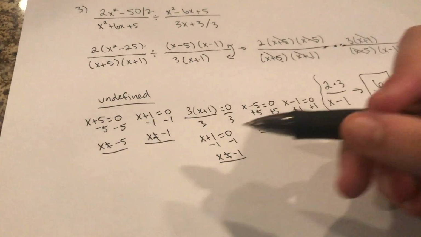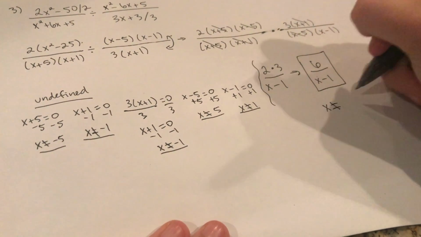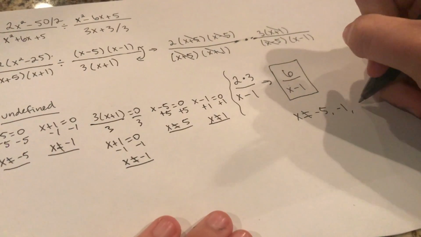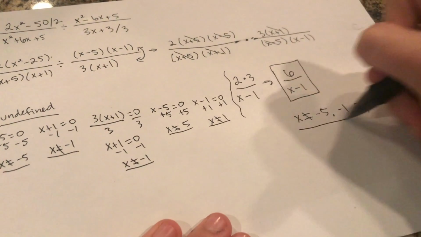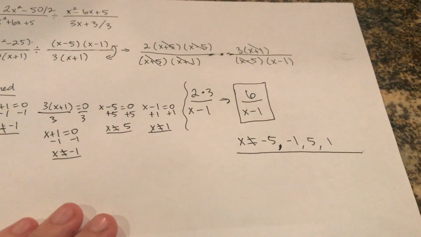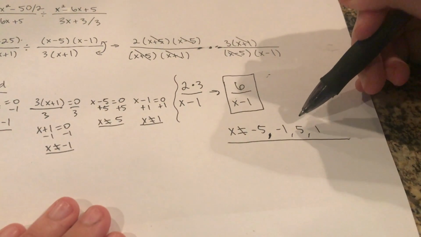So these are all your undefined values. I'm just going to concisely put them together. x cannot equal negative 5, negative 1, positive 5, and 1. And that is all of them that it cannot equal. And this is your final simplified answer, and these are all your undefined values.